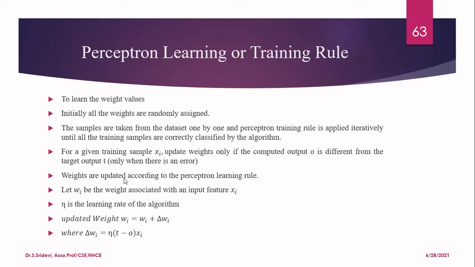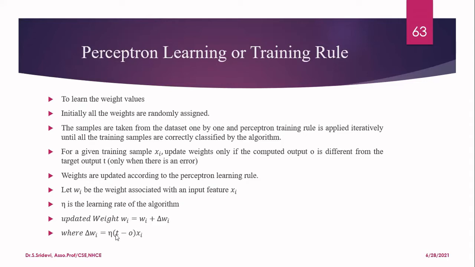And to update the weight, we are going to use the perceptron learning rule. Let Wi represent the weight associated with input feature Xi. And here we have some parameter called the learning rate of the algorithm, that is represented as eta. Generally, we will select a small number for this particular eta. We will see it in the next slide.